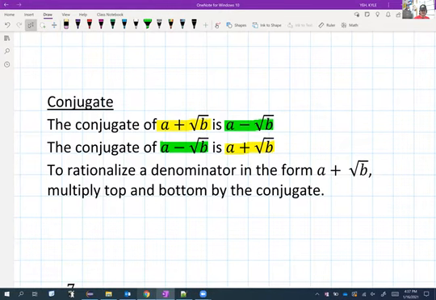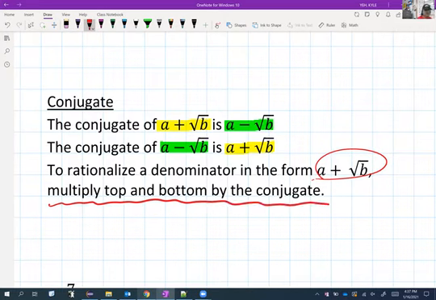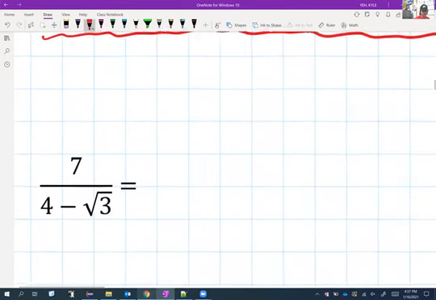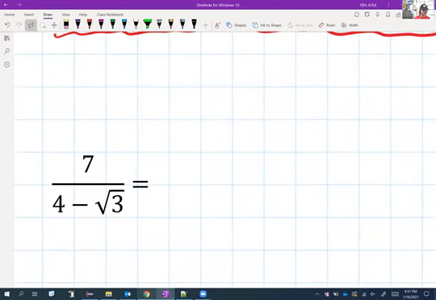So to rationalize, and here's the money statement, to rationalize a denominator that is in the form a plus root b, we are going to multiply top and bottom by the denominator's conjugate. Let's see it in action on that problem that we just were going in circles on.